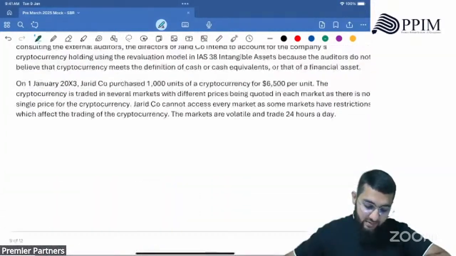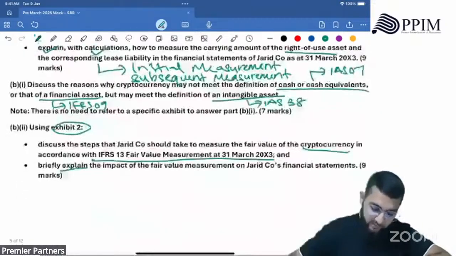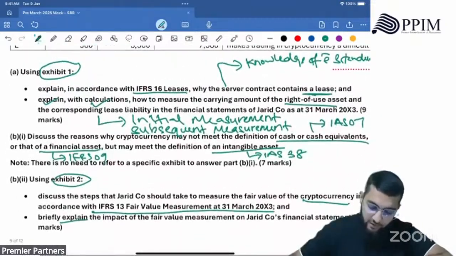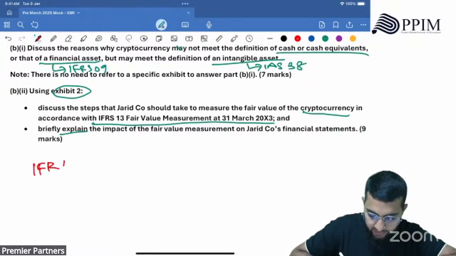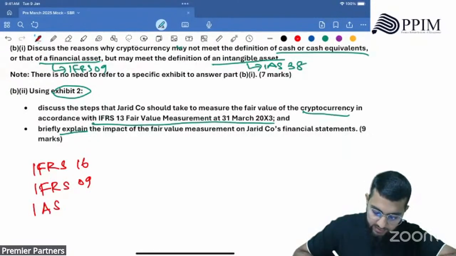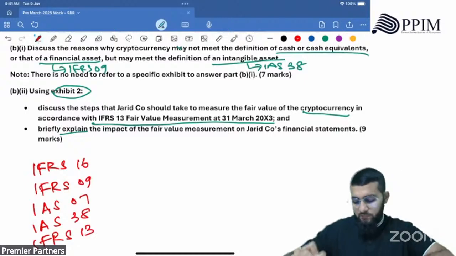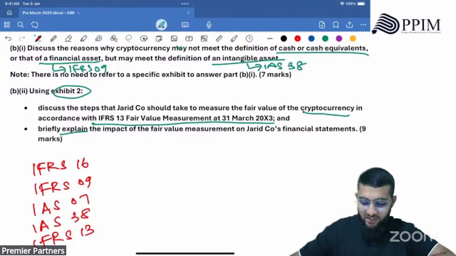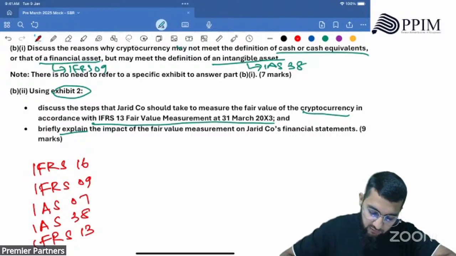So you see, the second question has so many standards that you have to deal with. Yeah. So what were the standards? IFRS 16, IFRS 9, IAS 7, IAS 38, IFRS 13. Okay. Question number 1, we dealt with. Question number 2, what standards did we deal with?